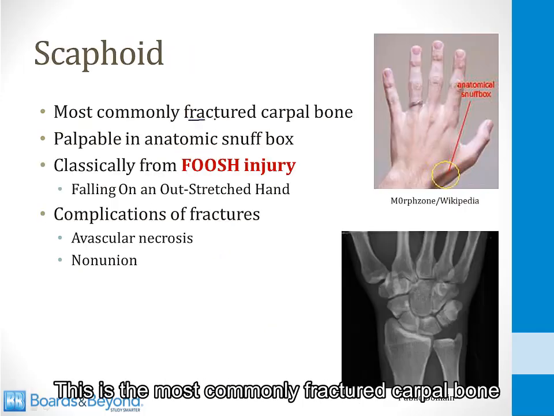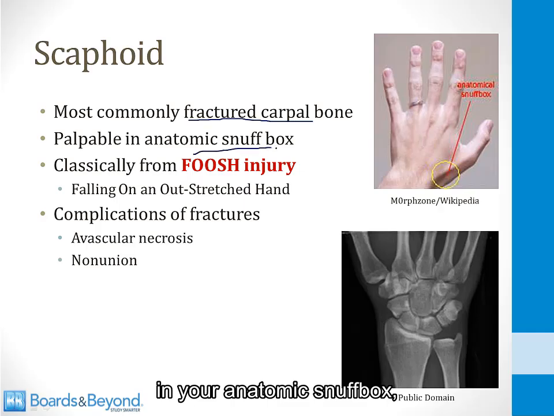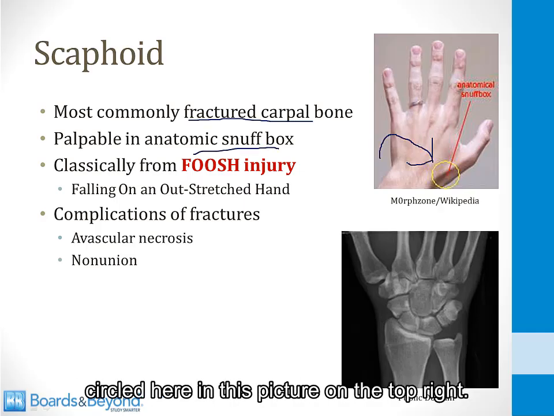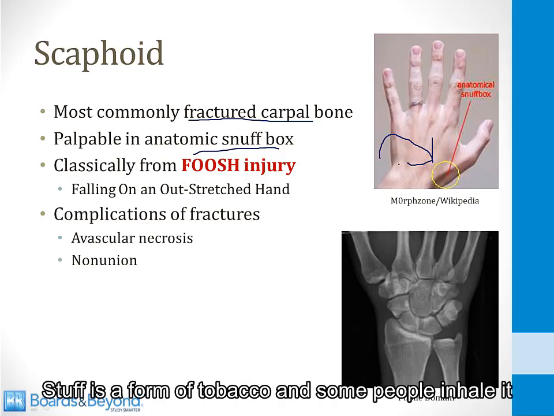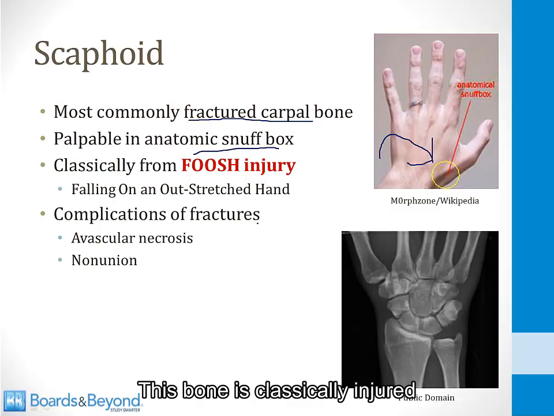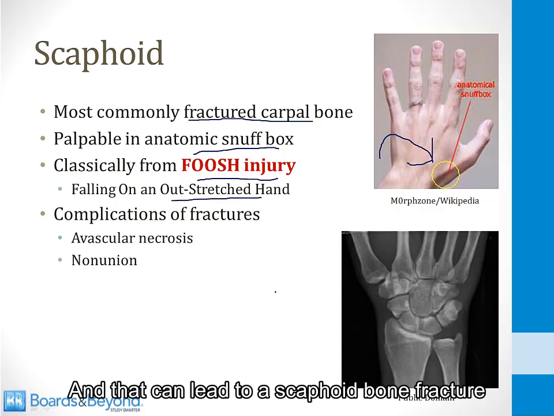This is the most commonly fractured carpal bone, and you can palpate your scaphoid bone in your anatomic snuff box, which is a depression on the back of your hand circled here in this picture on the top right. Snuff is a form of tobacco, and some people inhale it by placing a little bit of it in the anatomic snuff box. This bone is classically injured in what's known as a FOOSH injury. A FOOSH injury is a fall on an outstretched hand, and that can lead to a scaphoid bone fracture.